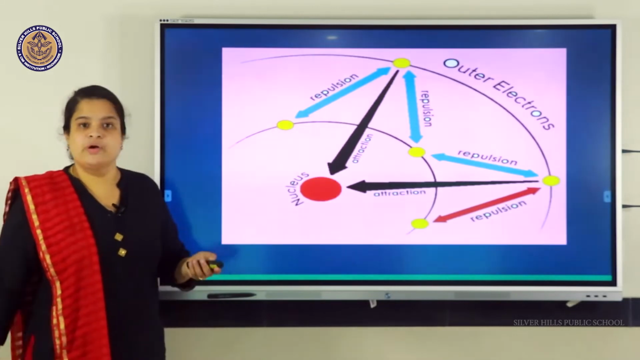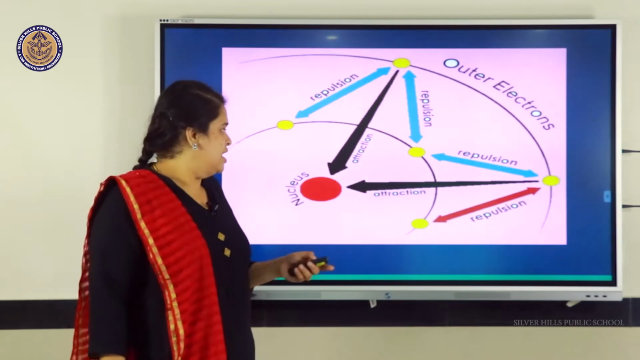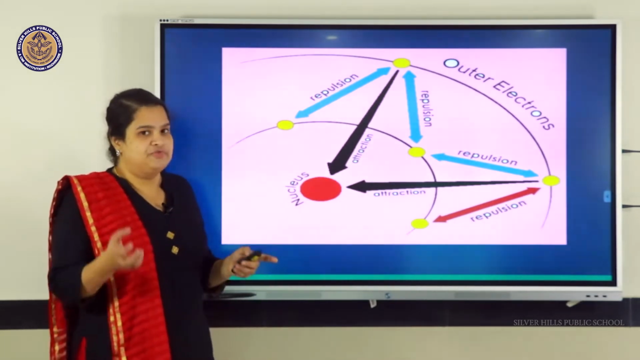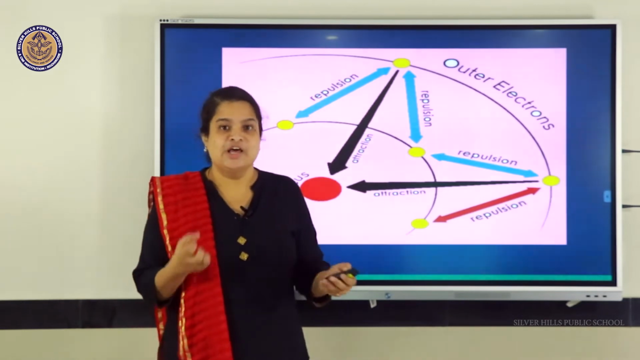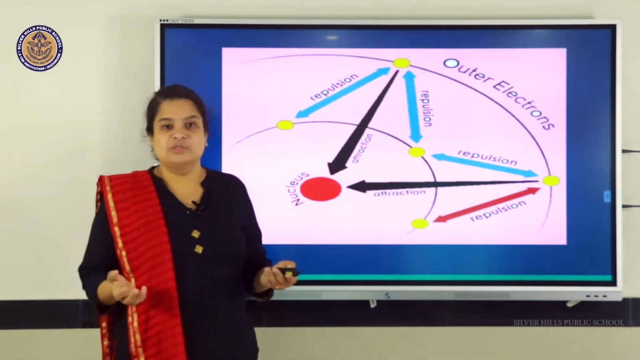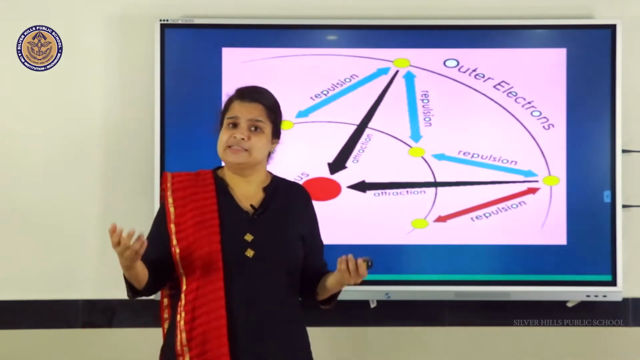Now, this is a pictorial representation of effective nuclear charge and the screening effect. You can see the black colored lines, the arrows, which show the force of attraction of the nucleus towards the outer electrons, and the blue color shows the repulsion. This is something that happens inside an atom.